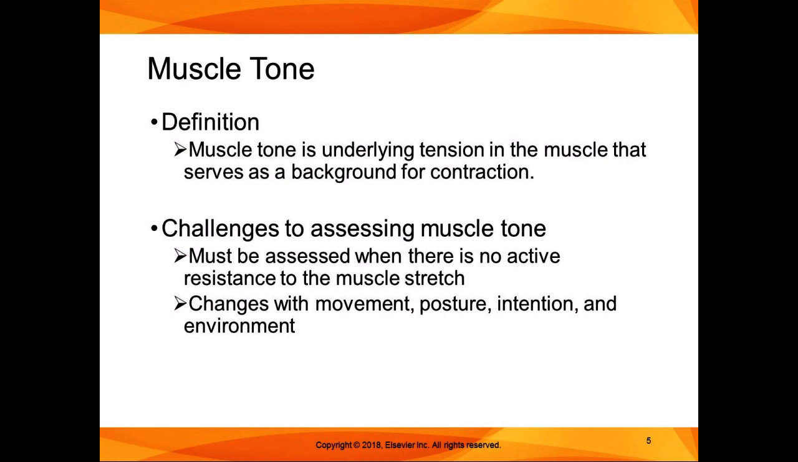Muscle tone is going to change with movement, posture, intention, and environment. So you can imagine, say you're going to do passive range of motion on someone's shoulder into shoulder flexion. It's going to be different whether they're sitting up or lying down, what their posture is, what you're asking them to do, and what you're trying to assess. And if you're in a super cold room, it's going to be different than if you're in a super warm room. So lots of things can change your assessment of muscle tone.